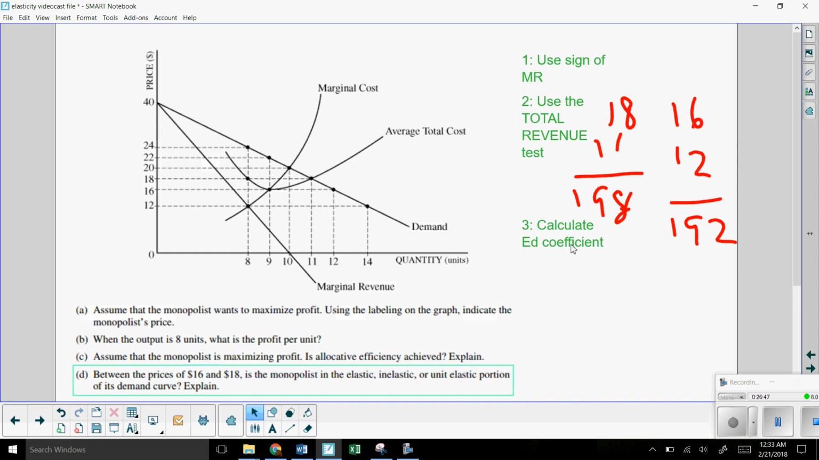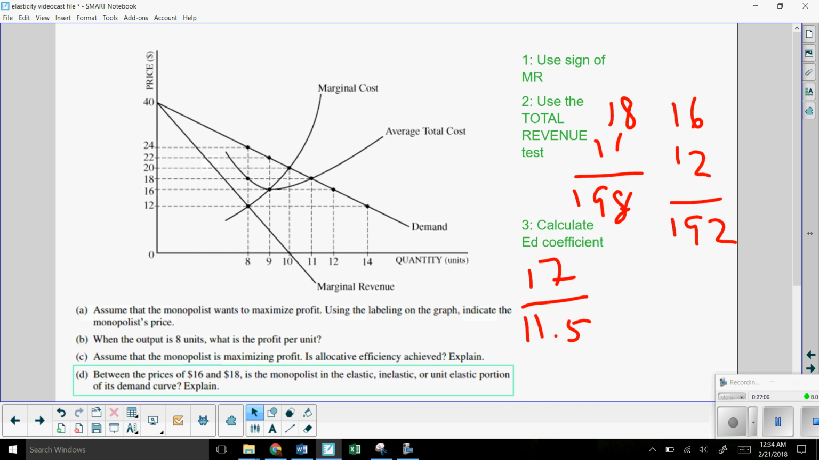So that tells us inelastic as well. Or we could calculate that ED coefficient using that midpoint method. And what would we do there? We would probably say, well, what's that price? That price is going to be 17. And what's that quantity going to be? It's going to be like 11.5, right?